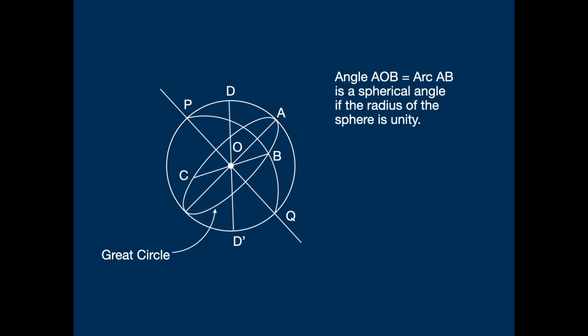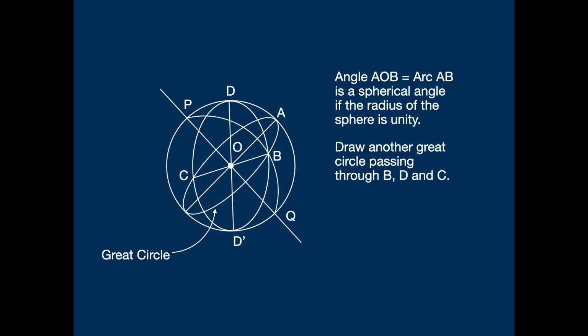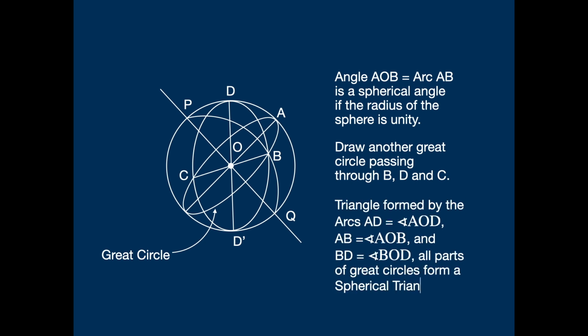Let's take another example. Let me draw another great circle which passes through B, D and C. So now we have another triangle which is formed by AB, BD and DA. This is different from the original triangle which we formed last time in the previous slide. That was AB, BP, PA. The arc AB is common between both the triangles.